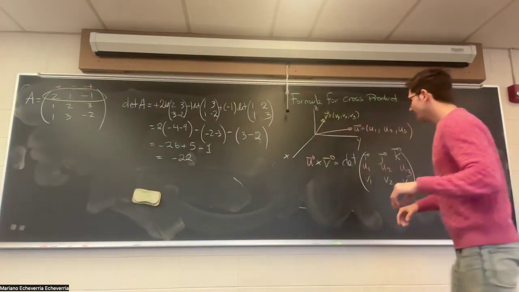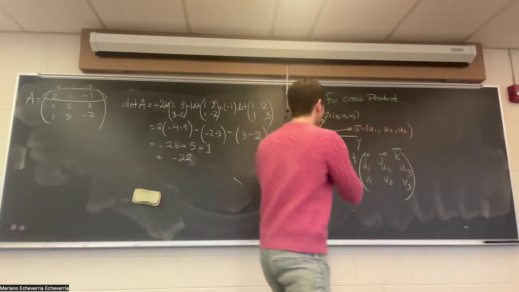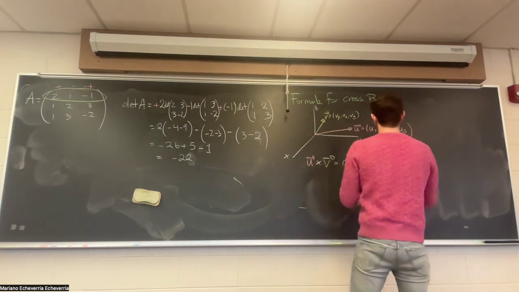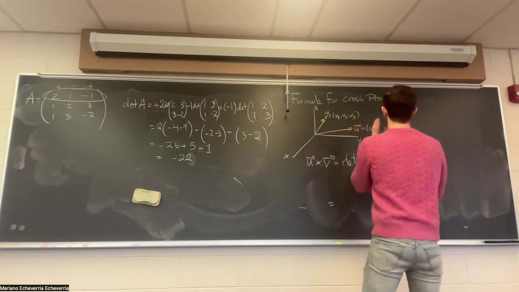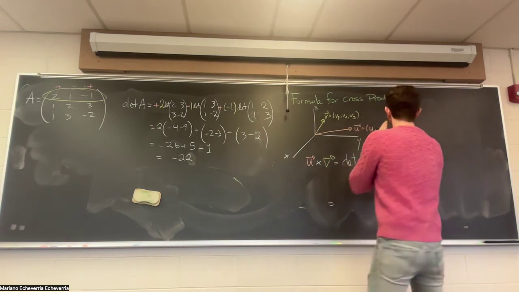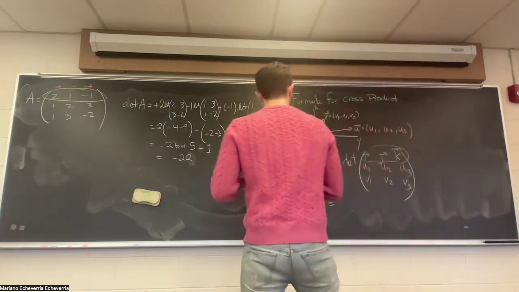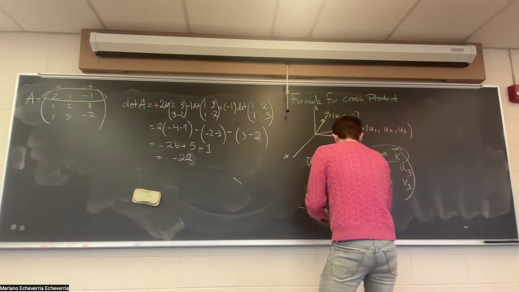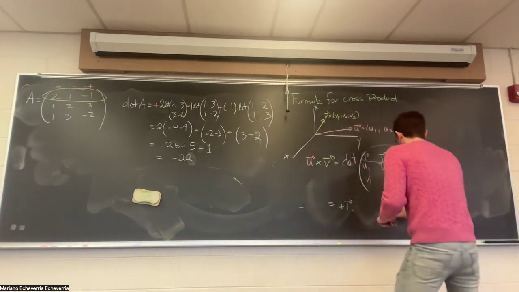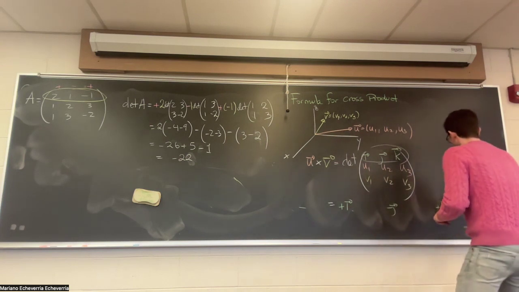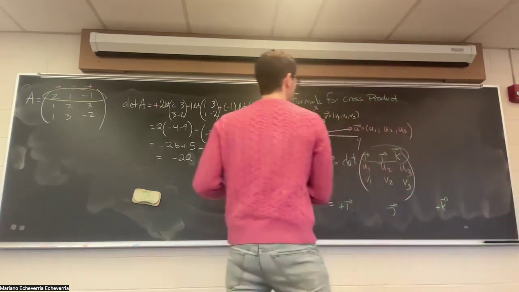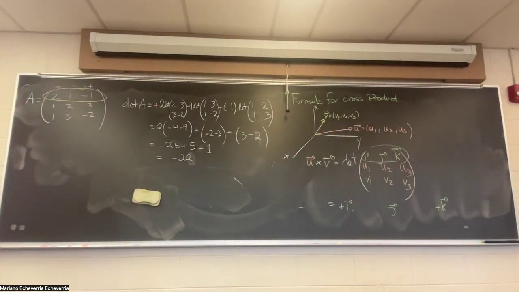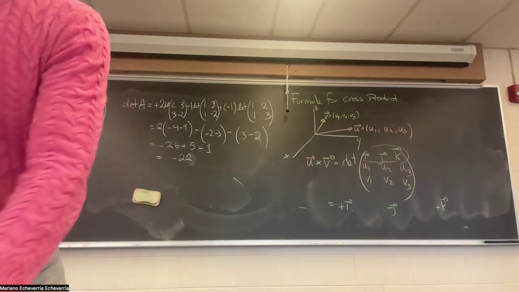And what does that mean? I'm giving you the way to memorize this. What is this actually equal to? If you do the expansion along the first row, that is plus i, minus j, plus k. And each of these gets multiplied by a determinant. So I'll write down the entries that you have to put there.